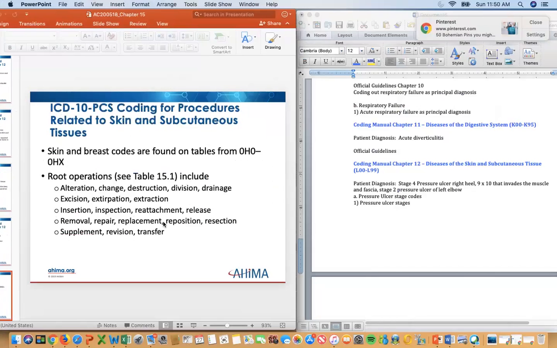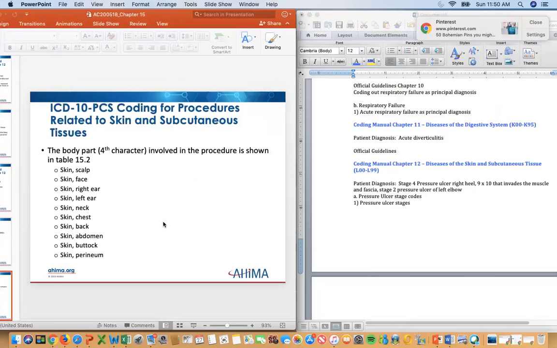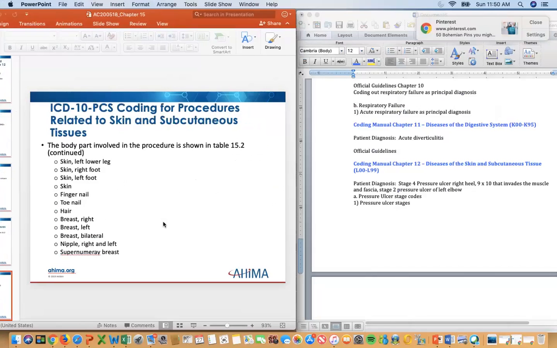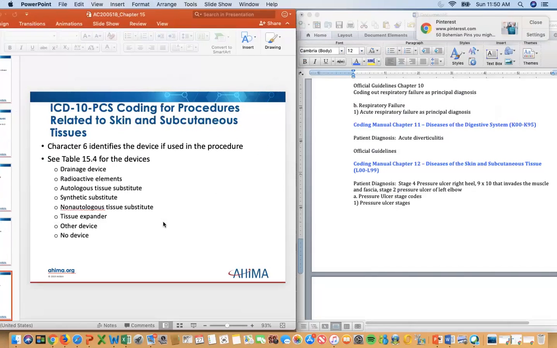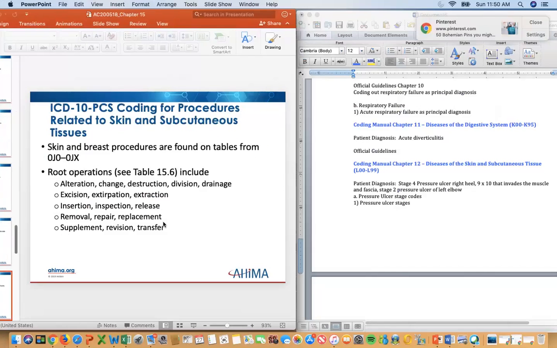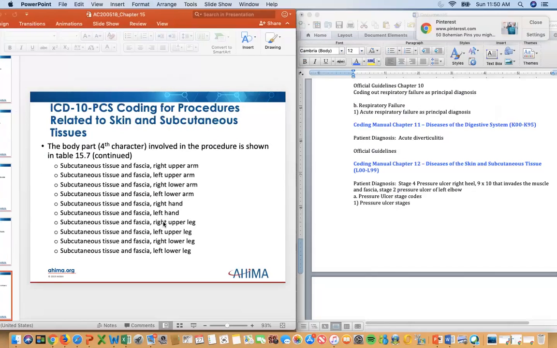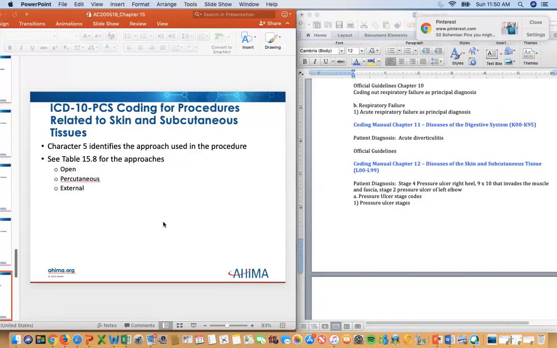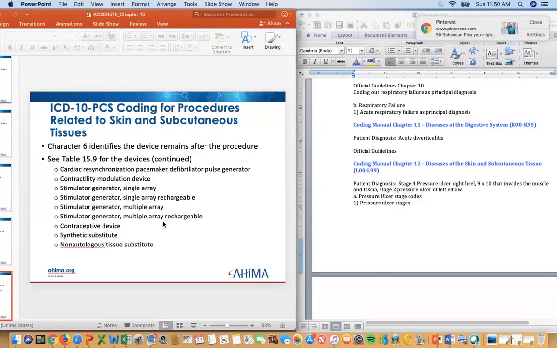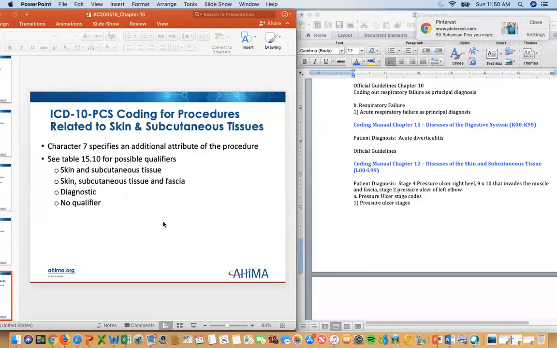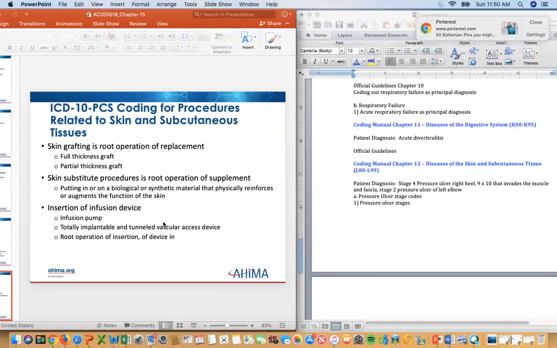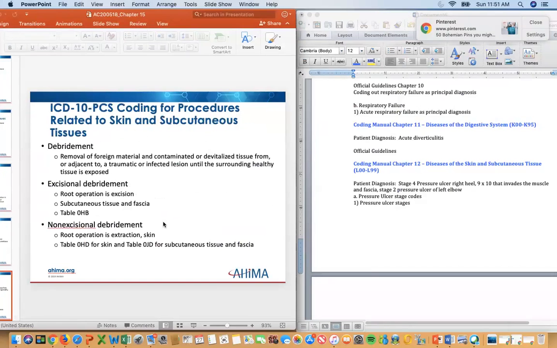Then we get into our procedures for skin and breast, root operations. Be familiar with those, which you probably are. They're specific to the skin and body part. And our root operations are being discussed also. I'm not going through all those. Excision of a lesion. Again, you'll have excision, grafting, debridement, excisional, non-excisional. Excisional debridement is very, very deep. Subcutaneous tissue and fascia, again. Refer to that table when you're coding those out too.